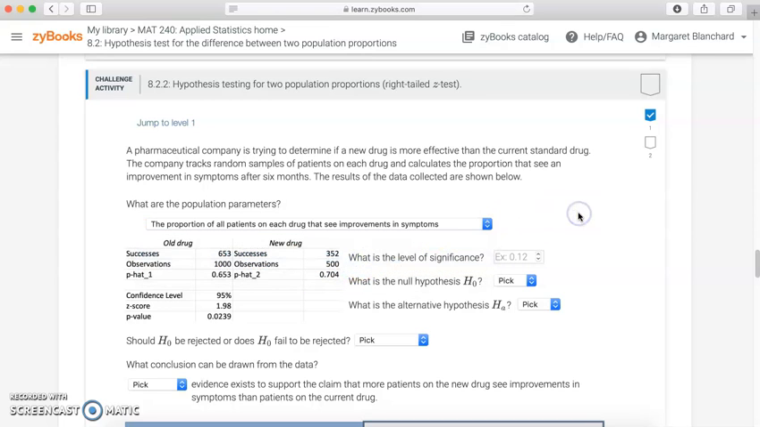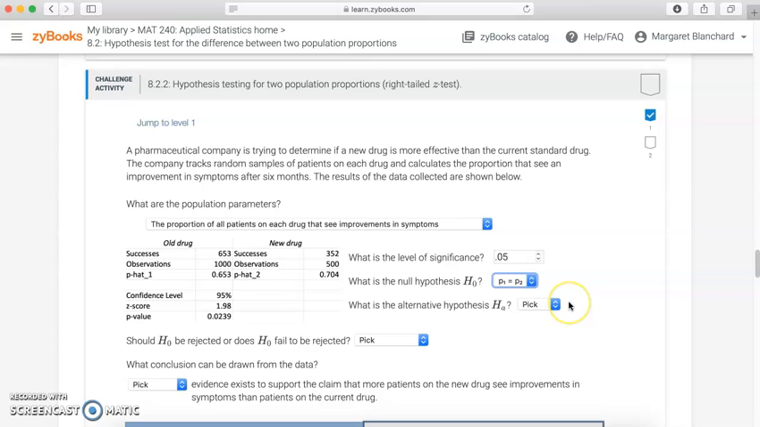All right. So what is the level of significance? Here we have 95%. So that corresponds to an alpha of 0.05. Remember, we take 100 minus 95. That gives us 5. We divide by 100 to get our alpha, 0.05. What is the null hypothesis H naught? Remember, this is always that P1 is equal to P2.